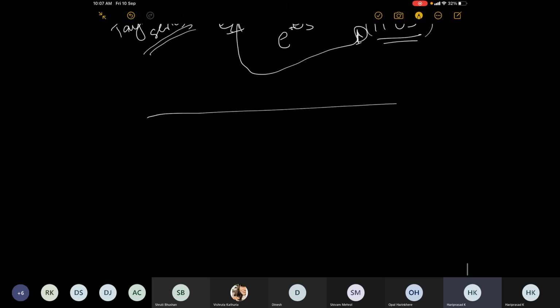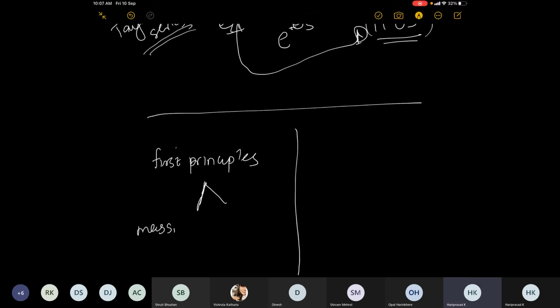Okay. So till now, whatever we have done is the following. Let me just write here. So you have the first principles. First principles means what? Most likely it would be either mass, energy, or momentum balance. Any of these, correct?